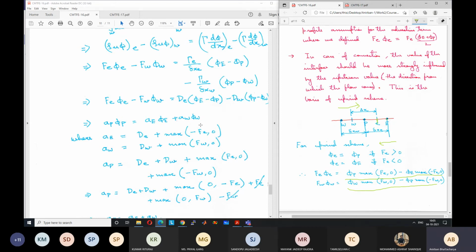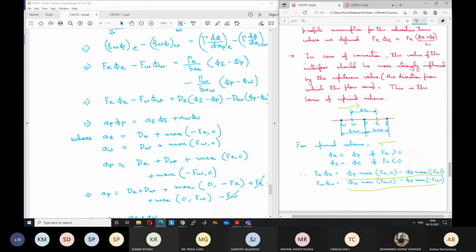What is this coefficient? On the left hand side, this was minus phi_E, maximum of minus Fe, 0. So on the right hand side, this minus will become plus. So phi_E, maximum of minus Fe, 0. So the coefficient of phi_E will become maximum of minus Fe, 0. As a result, the overall coefficient is De plus maximum of minus Fe, 0. Same way you can find out Aw to be Dw plus maximum of Fw, 0, not minus, plus.